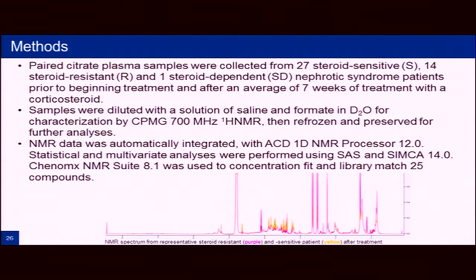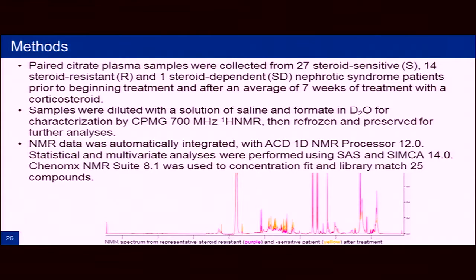So what you see at the bottom is 2 overlaid NMR spectra. The purple is from a representative steroid-resistant patient, and the yellow is from a sensitive patient after treatment. So you can see that there's big changes there, and part of my job is trying to figure out what all those differences are.